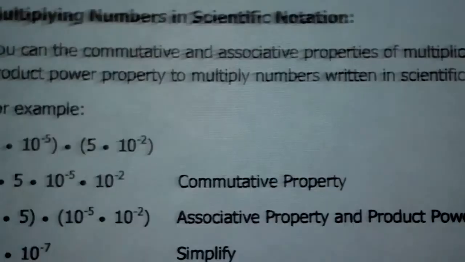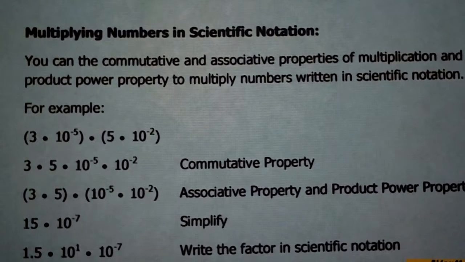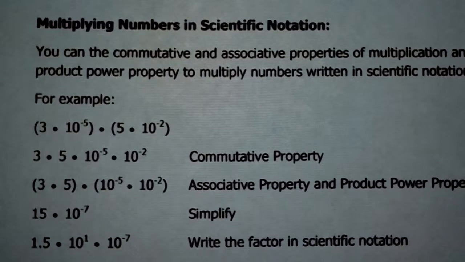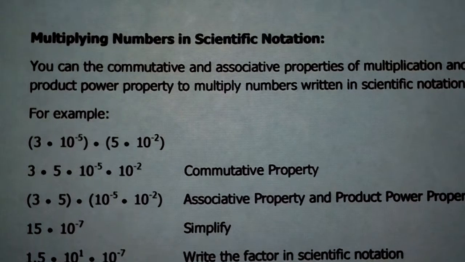I know, you probably thought it was over. Almost. One more little thing, and then we will conclude chapter 13. I want you to know how to multiply numbers in scientific notation as well. So, you get to use your properties again. I know, they're ingrained throughout everything. You can use your commutative and associative properties of multiplication, and you actually get to use your product power properties to multiply numbers written in scientific notation.